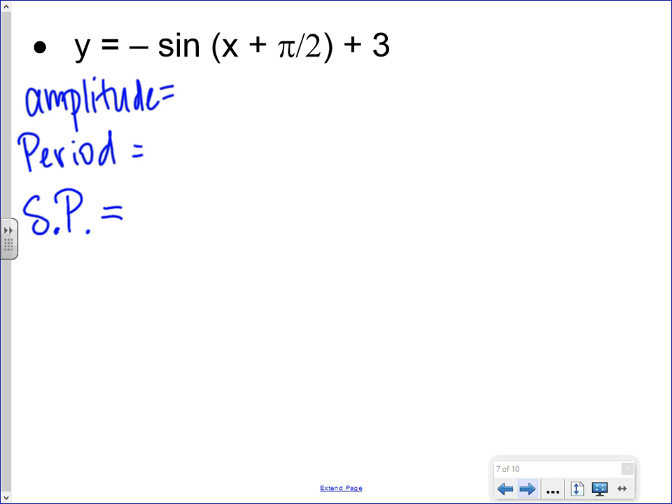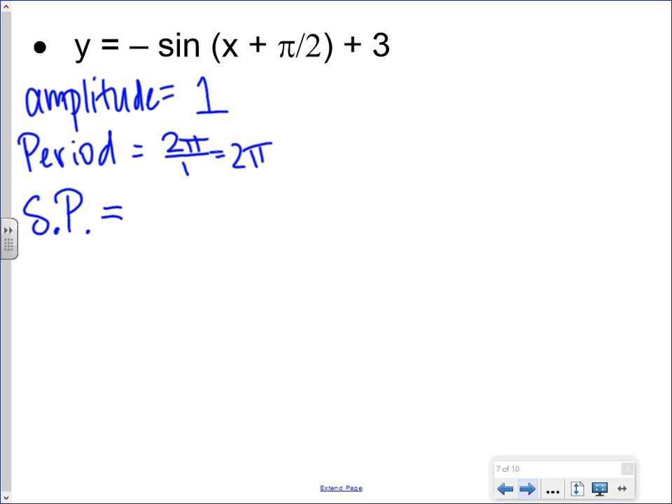So Marissa, amplitude. Our amplitude is 1. Just make a note to ourselves that we will have a reflection of this curve. Our period. Maverick, how do we calculate it? That's 2 pi over b. Okay, and what is b in this case? X. So 1. Sounds good. So our period is 2 pi. All right. And then our starting point.